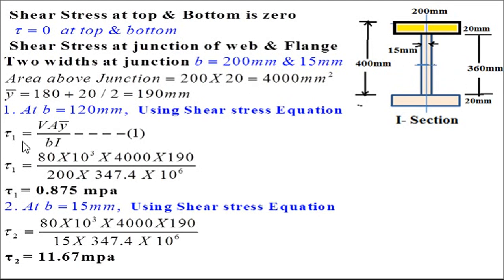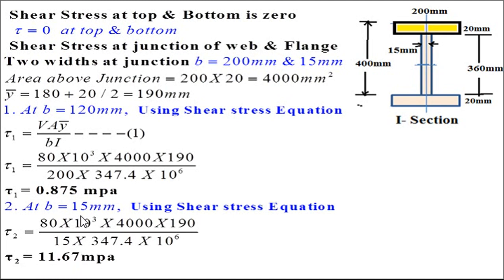So whenever I calculate, putting in the equation VA y bar upon BI, V is 80 into 10 to power 3, A is 4000 here, Y bar is 190 here, and B is 200 because at the junction width is 200, and the moment of inertia is 347.4 into 10 to power 6. I will get tau 1 as 0.875 MPa when B is 200. Now when B is 15, because there is another width which is 15, you take all the values as they are, only change the B. Instead of 200 now it is 15, so I will get tau 2 as 11.62 MPa.